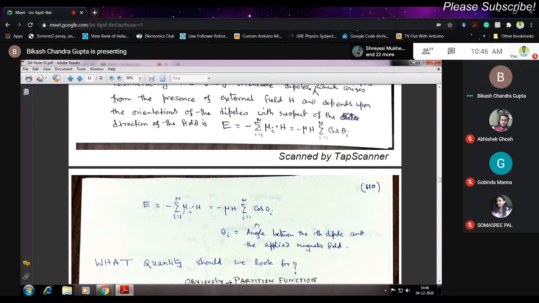Nandita, Nandini? So e to the power minus beta into energy. And then that's all. It will be e to the power beta mu H sum over i equals 1 to n of cosine theta, right?